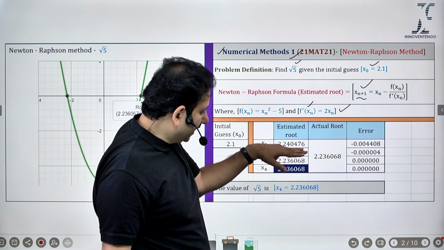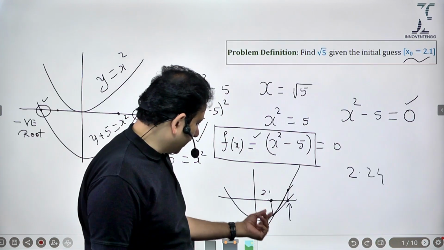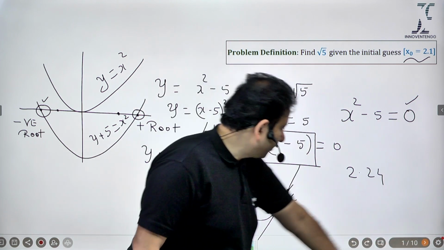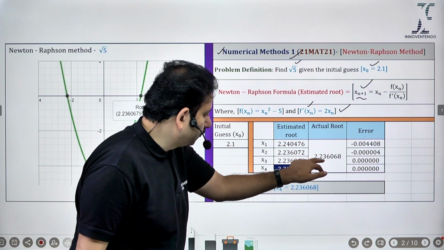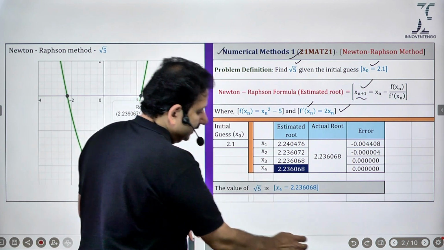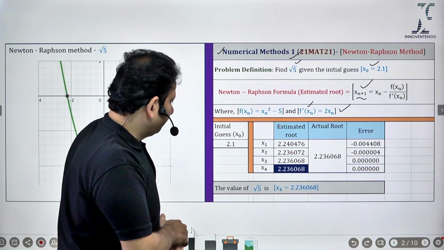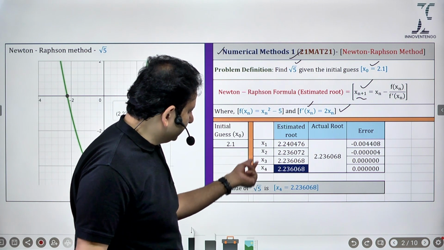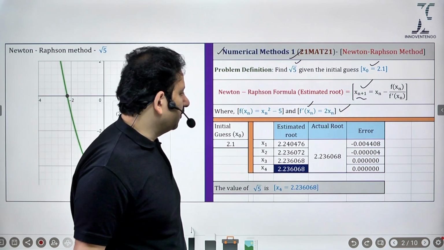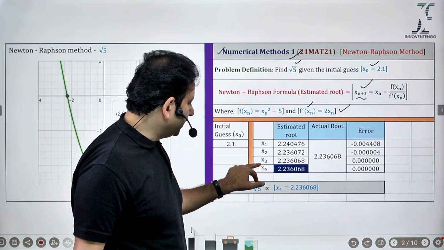The first one obviously has overshot because you started with 2.1, and you can see this is what I exactly said. You started with 2.1 and you went a little beyond the root. You can see your actual root is 2.23, but you get 2.24, very, very close, and then after overshooting, you come back to the root. That's what exactly is happening here. So initial guess, number of iterations, x1, x2, x3, x4. That means whenever I say x1, I'm talking about n is equal to 1. That is n is equal to 2, n is equal to 3, n is equal to 4.